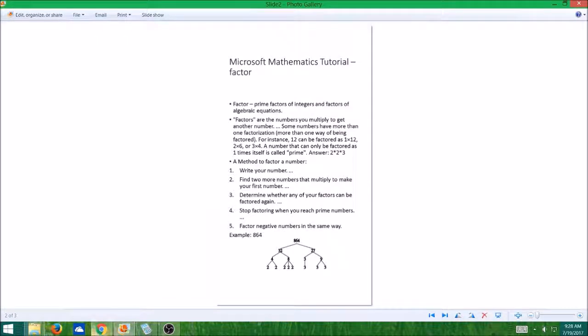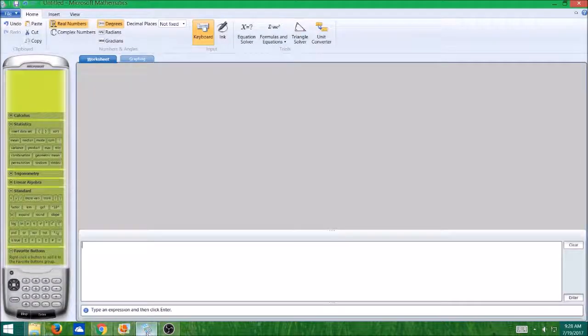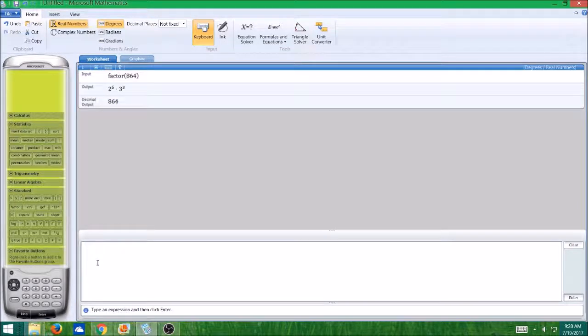So now let's see how our program would do that. Let's type in factor 864. Let me close the parenthesis, just type it in. And that gives us the same output right here. So there's our input, the factor of 864. We could have used the button also to generate that down here, but I just typed it.